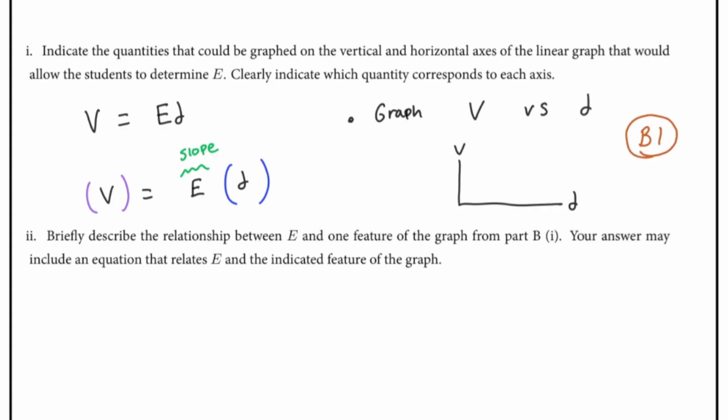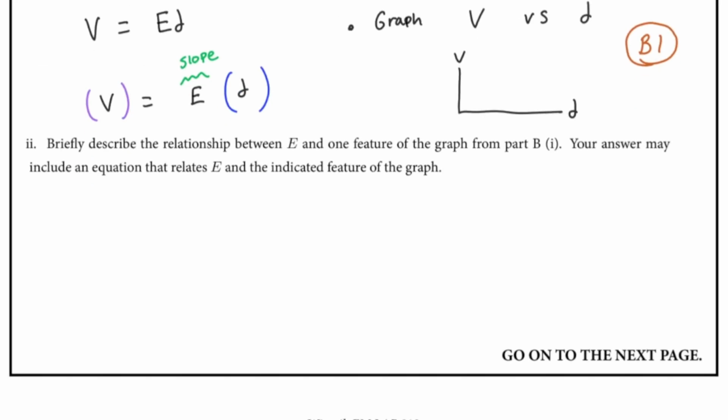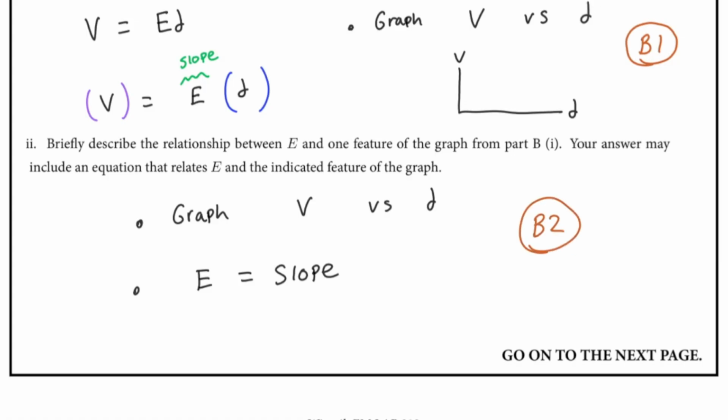So how do you get B2? Well, you just have to say this is how I would solve for E. If we graph V versus D, E is equal to the slope. That's it. So by figuring out what to graph, that informs how you're going to describe your answer for B2. Since I knew that E was the slope of the VD graph, that's all you have to say. This isn't plug in numbers. This isn't solve if there's a bunch of numbers in there too. This is just saying E's the slope.